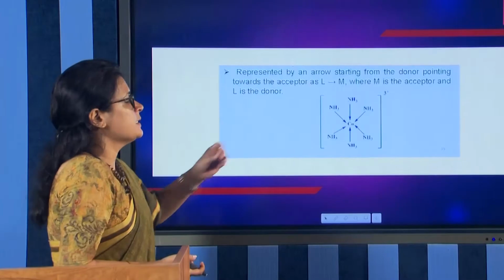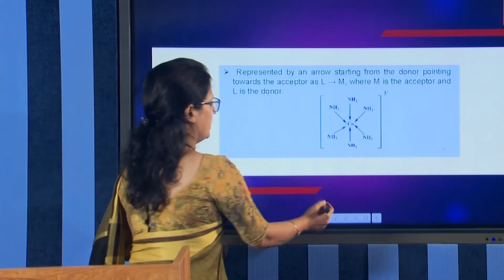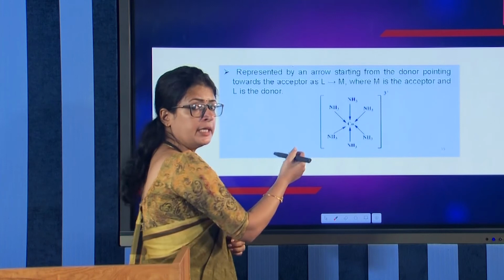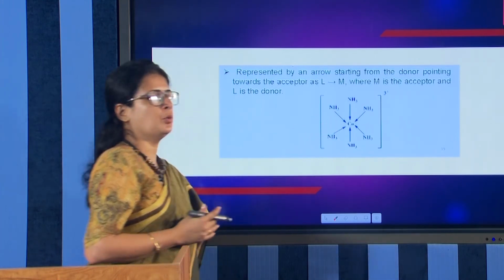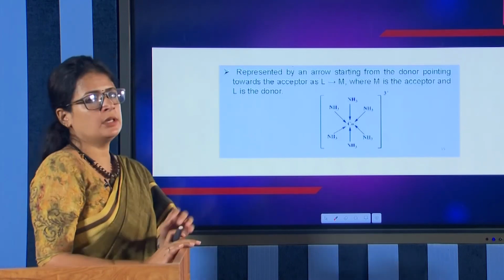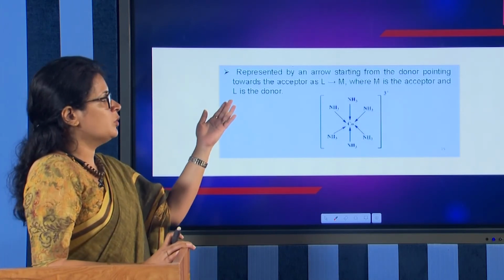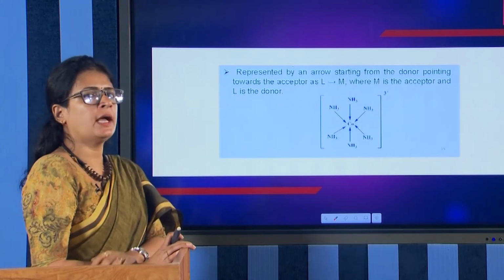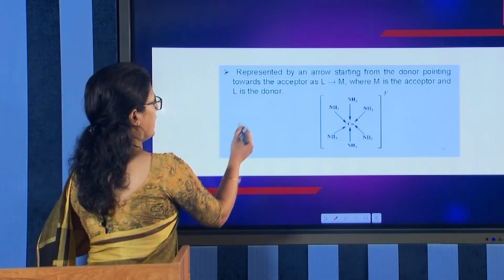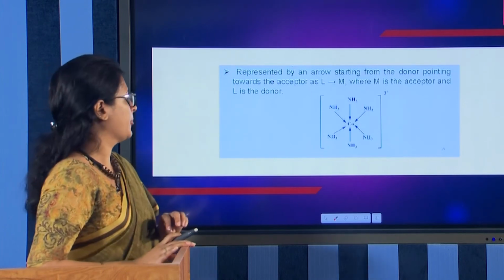See the example, there is a complex. You can see cobalt is the central metal atom and 6 ammonia ligands are there outside the central metal atom, and you can see an arrow from each ligand. From each ammonia ligand there is an arrow which shows that ammonia molecules are donating electrons to the central metal atom, and this metal is accepting these electrons, represented by the arrow starting from the donor pointing towards the acceptor. Metal is an acceptor, ligand is a donor. So, it is L to M, ligand to metal, electrons are being donated.